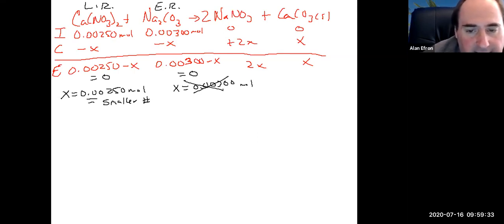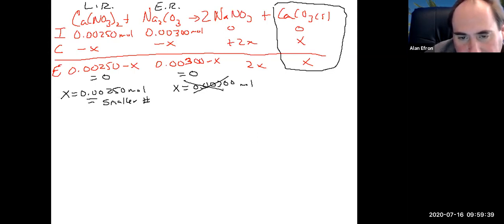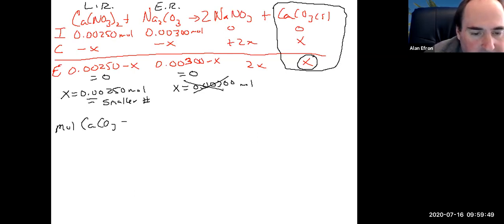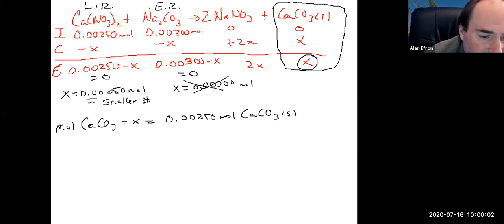Now, the nice thing about this, as we've been talking about, is we're actually interested in this guy. And we could see from our table that at the end, the calcium carbonate equals X. So that means that the moles of calcium carbonate equals X. And since X equals 0.0025 moles, that would be how many moles of calcium carbonate we would produce. That technically would be the theoretical yield in moles. But we're actually interested in it in grams, so we do need to go one more conversion.